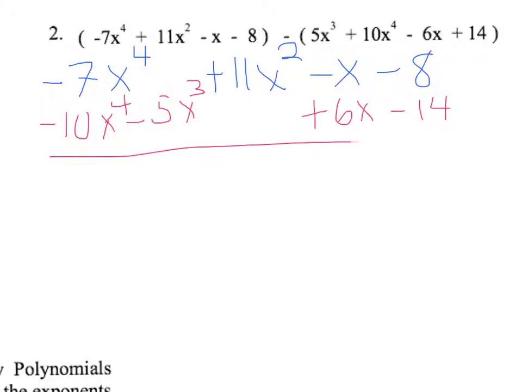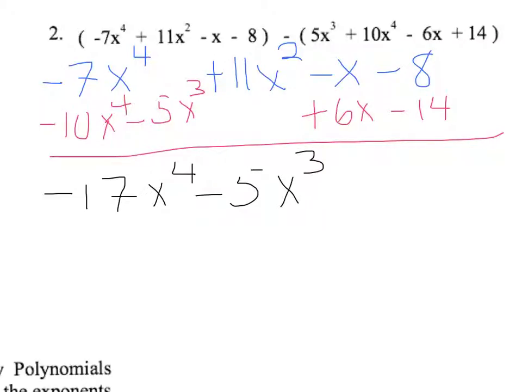And now I can combine my like terms all together. They're in the same column. Negative 7 combined with a negative 10 is negative 17x to the fourth. There's only one third degree term, minus 5x to the third power. There's only one second degree term, plus 11x squared, plus 5x. And then minus 22. Ran out of room a little bit there.